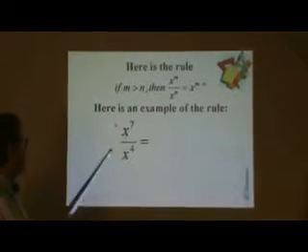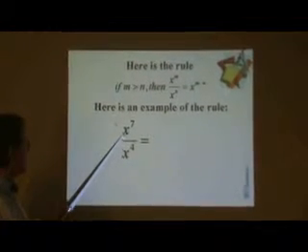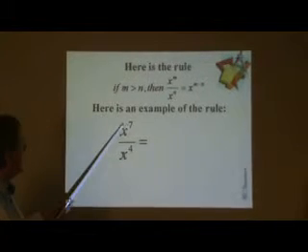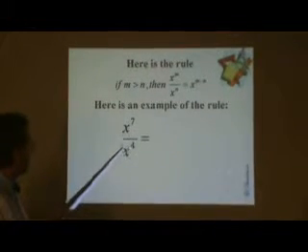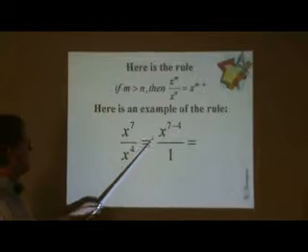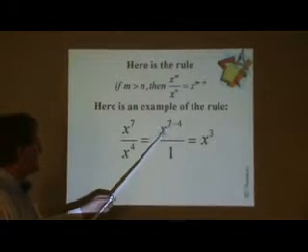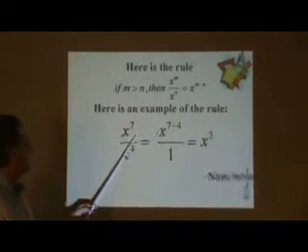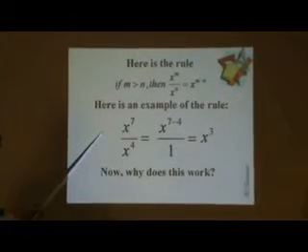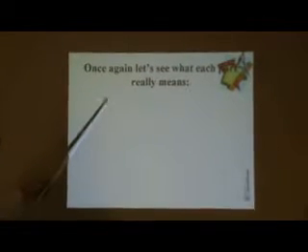Here's an example of the rule in application. We have a variable, we have the same variable. We have a power 7 greater than a power 4. What we do is subtract 4 from 7, we get 3. We've seen this before. Now, why does it work?